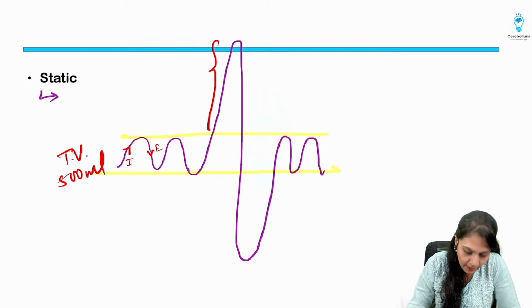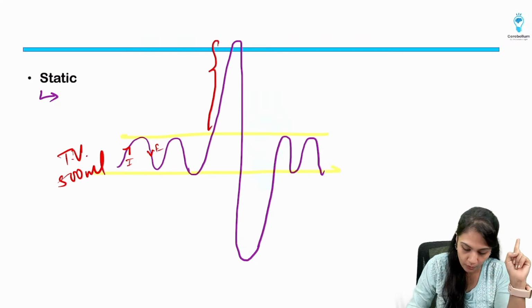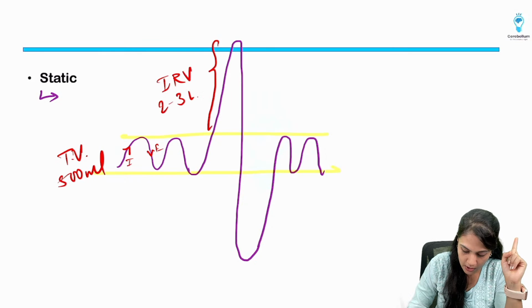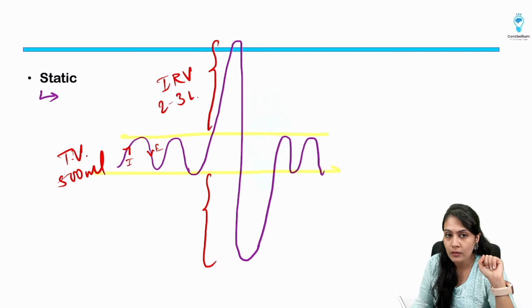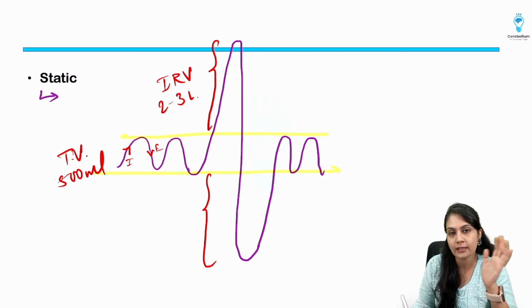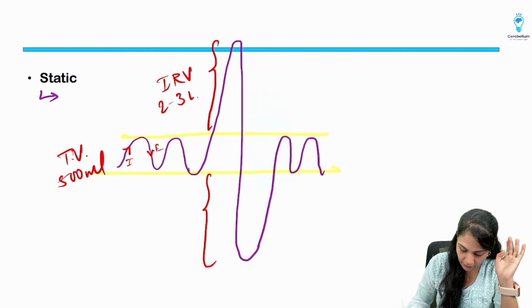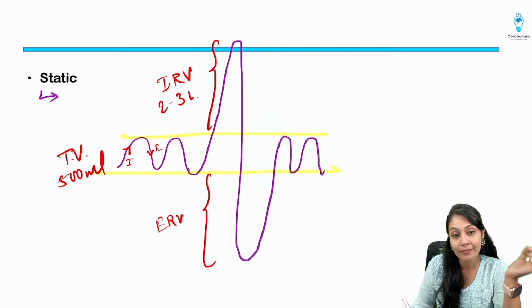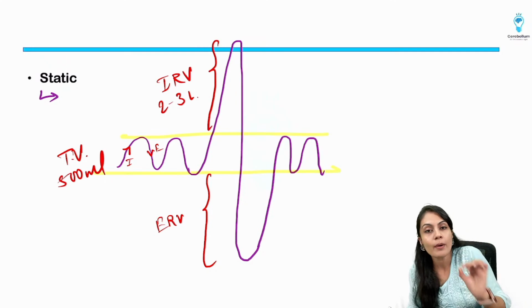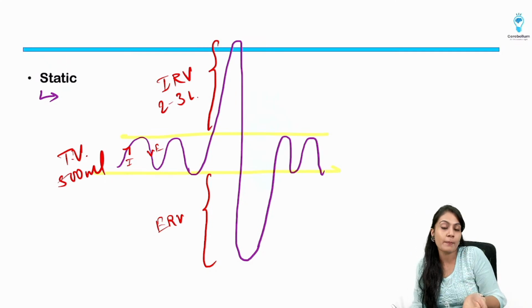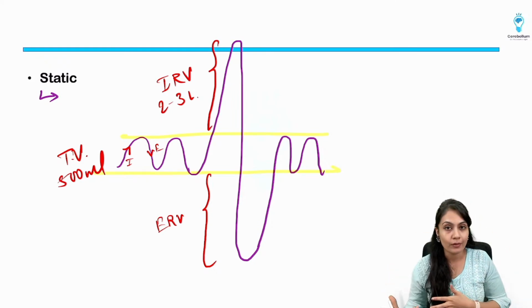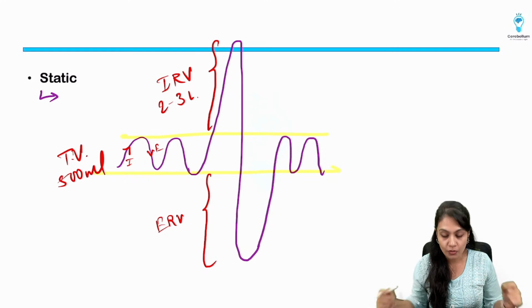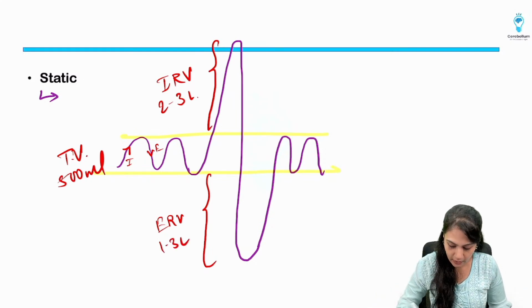The extra amount of air, not including the tidal volume, is the IRV, the inspiratory reserve volume, which is around 2 to 3 liters, right? Ginong specifically mentioned it as 2 liters, so I'm writing 2 liters. Most of the books write it as 3 liters, right? And the ERV, the expiratory reserve volume, is the extra amount of air which is expired during forceful expiration, excluding the tidal volume. It is around 1.2 to 1.3 liters, right?